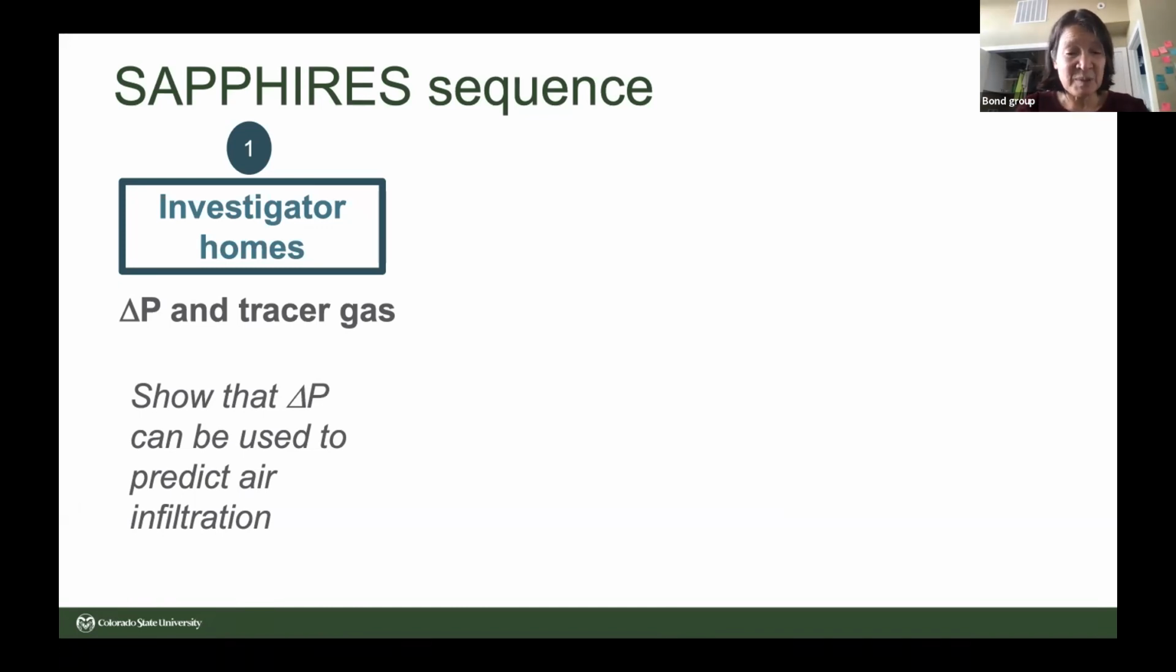So we'll start with something simple and gradually get a little more complex and show how delta P can be used. We expect to run into some mismatches. And then what do we do with those? So that's going to be part of the math that we're working on behind the scenes. But this is a small number of homes with very friendly occupants, showing that the delta P method works against a tested method.